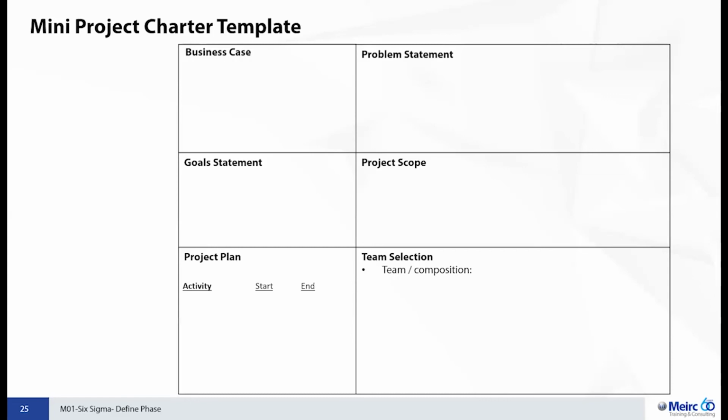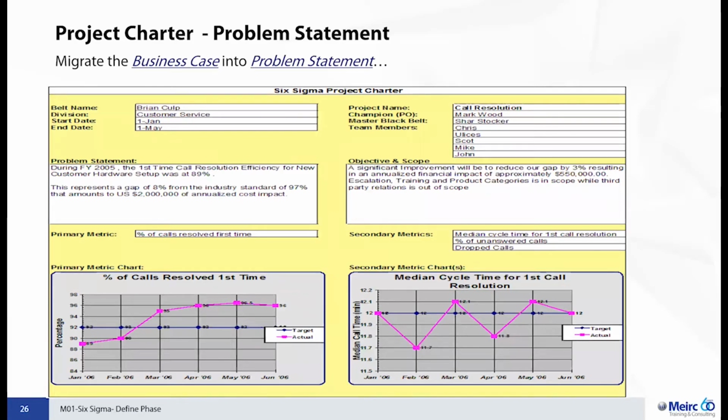So we manage the Six Sigma as a project, and then we talk about who will be on the team and what will be their responsibilities and roles. Again, this is a mini project charter. Usually the project charters that we prepare are anywhere between 10 to 20 pages, so they will have more meat in them. So this is a sample mini Six Sigma project charter, and you can see the problem statement, you can see the objective, you can see the scope, like the primary metric in this case, percent of calls resolved first time.